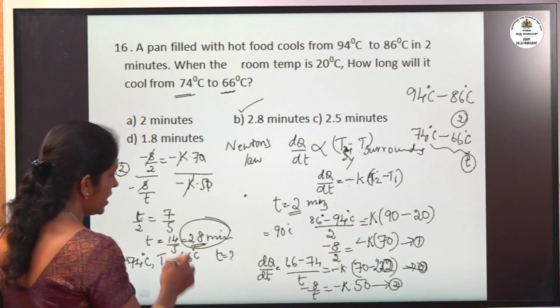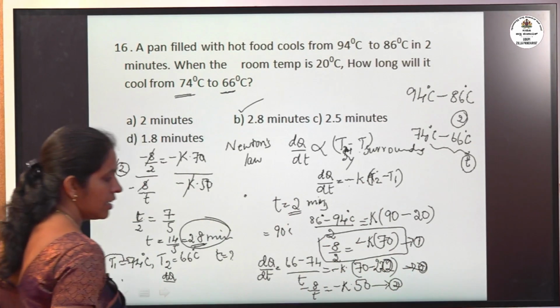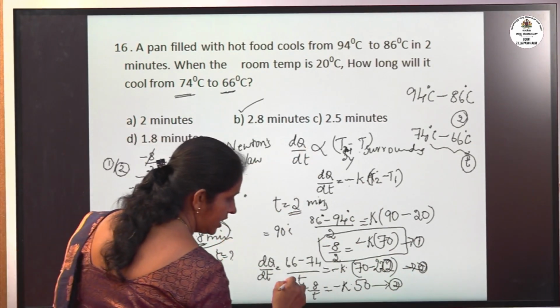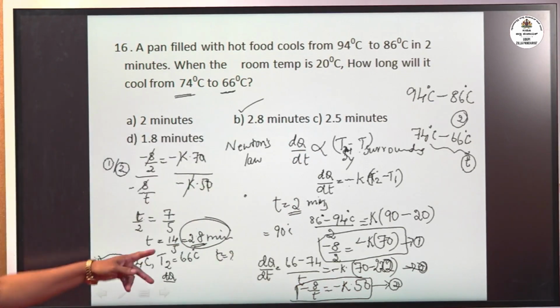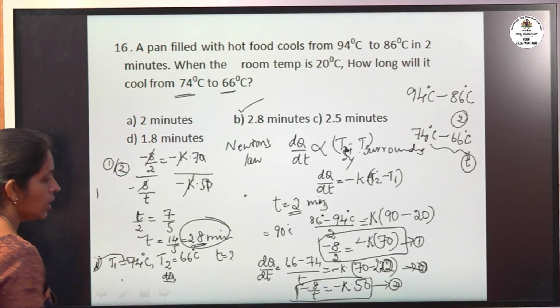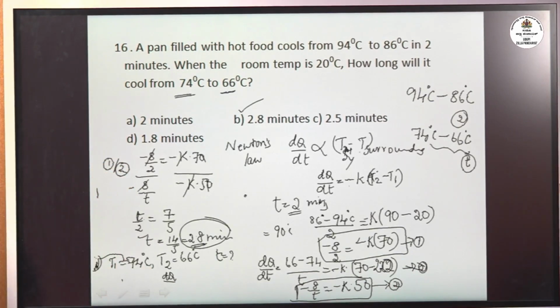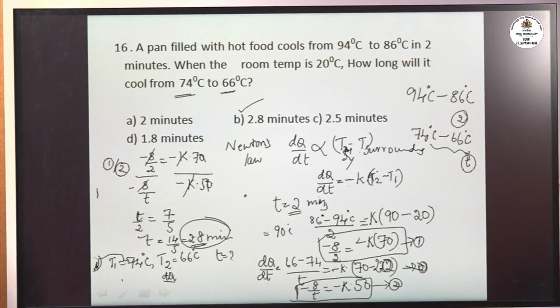For the first case, on simplifying we get this equation, and for the second case T is unknown and we get the equation like this. Now equation 1 divided by equation 2 gives the final answer. Time taken to cool from 74 degrees Celsius to 66 degrees Celsius is 2.8 minutes. It is clear from this equation that cooling becomes slower when the temperature difference is less.